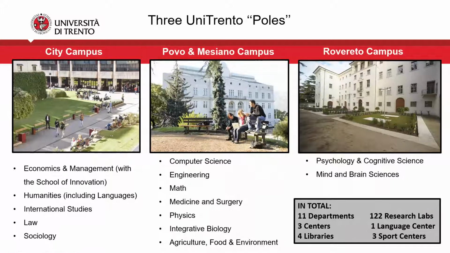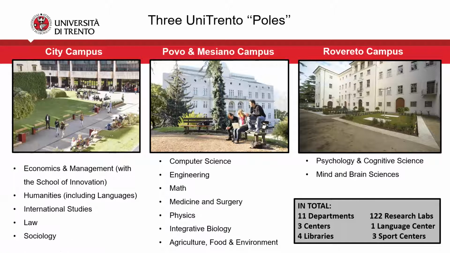The city campus in the city of Trento, there you can find the Economics and Management Department with the School of Innovation, which we can talk about a little bit later. Also the Humanities Department, which includes language study, international studies, law, and sociology. And then the sciences and technology area is located in Povo and Messiano, which is a campus on a hill just above the city of Trento, very nearby.